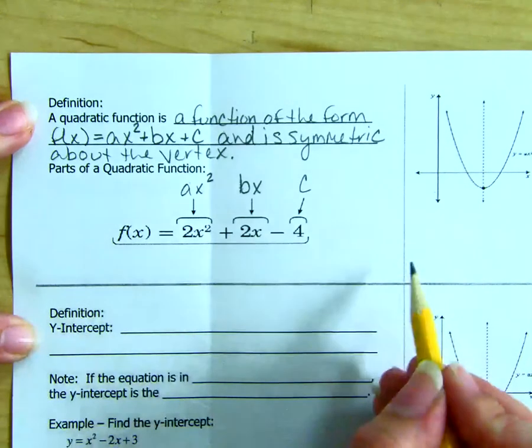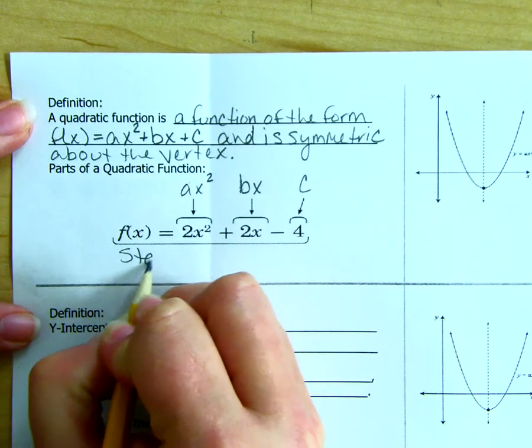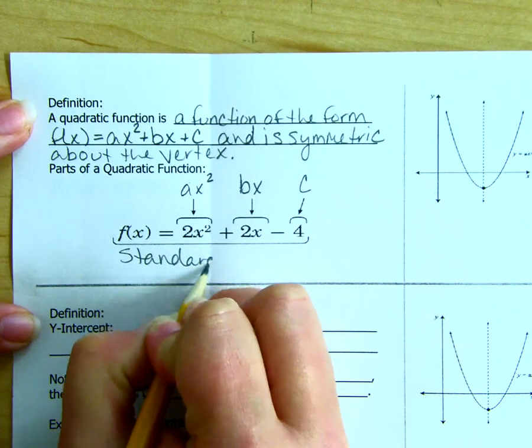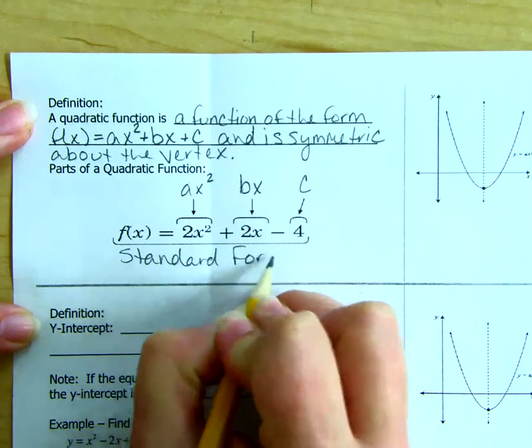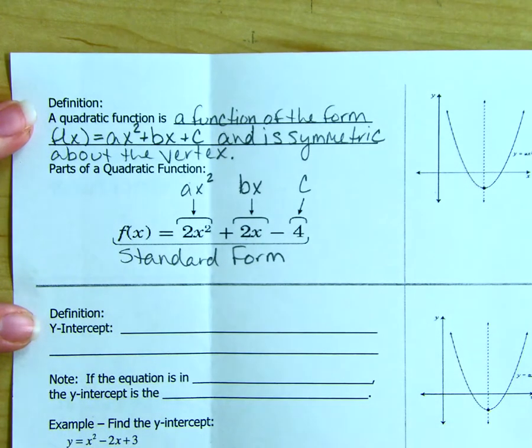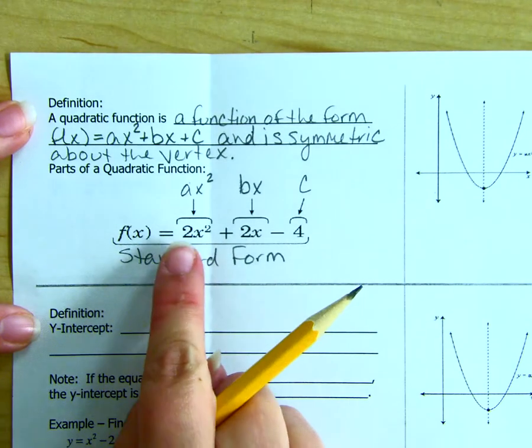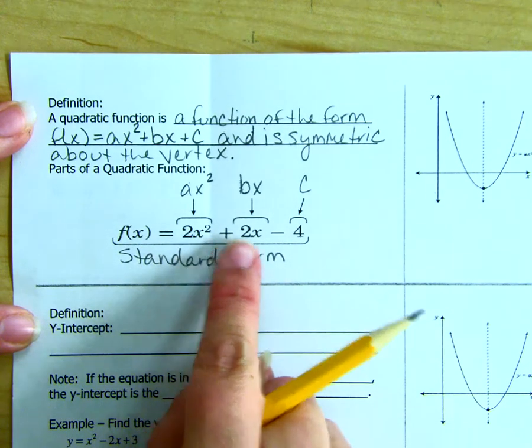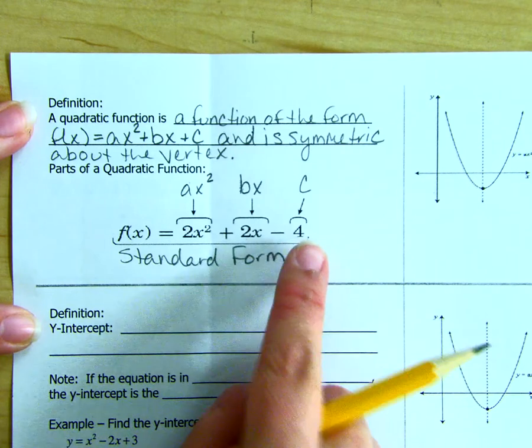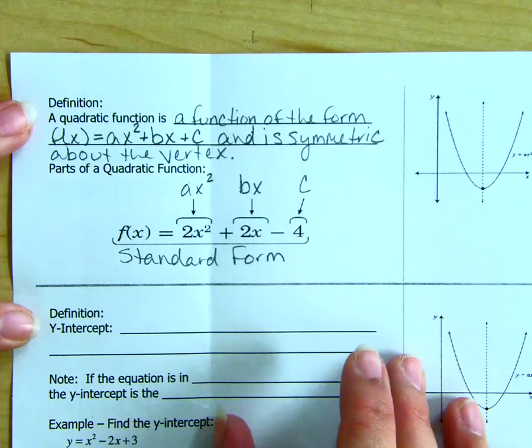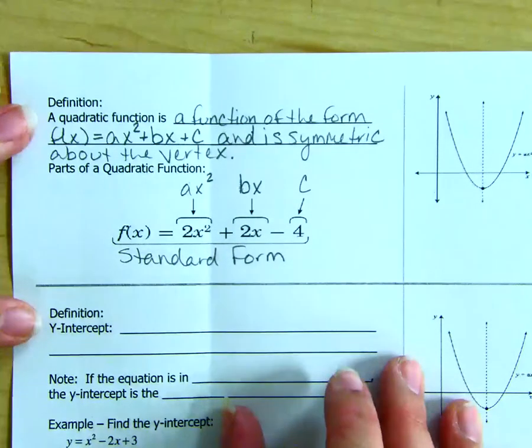This entire function is in standard form. This is standard form of a quadratic function: f of x equals ax squared plus bx plus c. And that's just the most basic form.